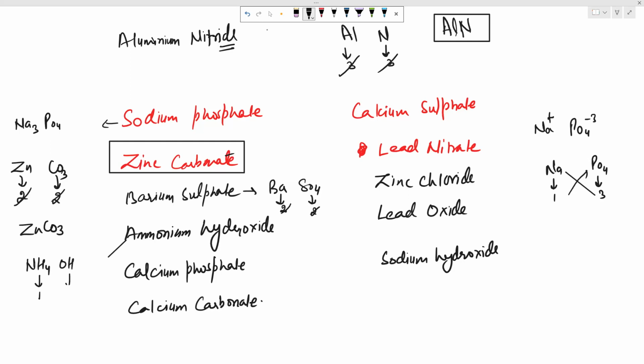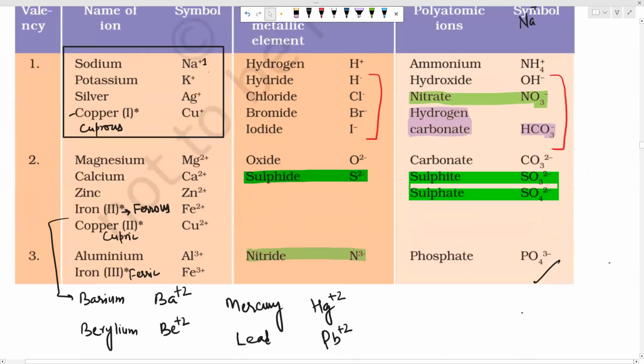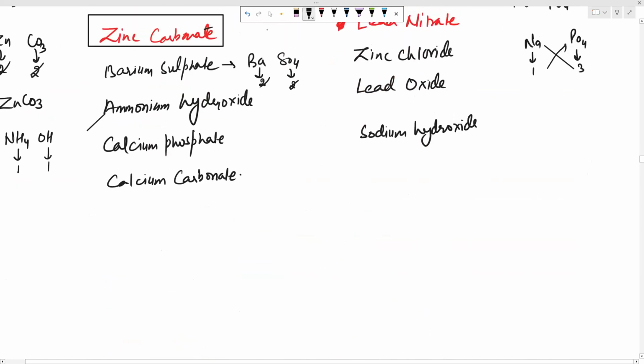Ammonium hydroxide. Ammonium is NH4 positive and hydroxide is 1. It is 1, it is 1. You can check it here in the chart. When they are same, then we just cancel and combine the two elements. This is ammonium hydroxide, NH4OH. You understand?